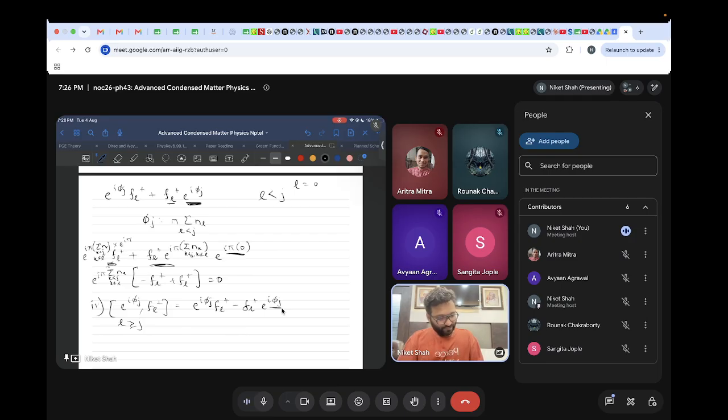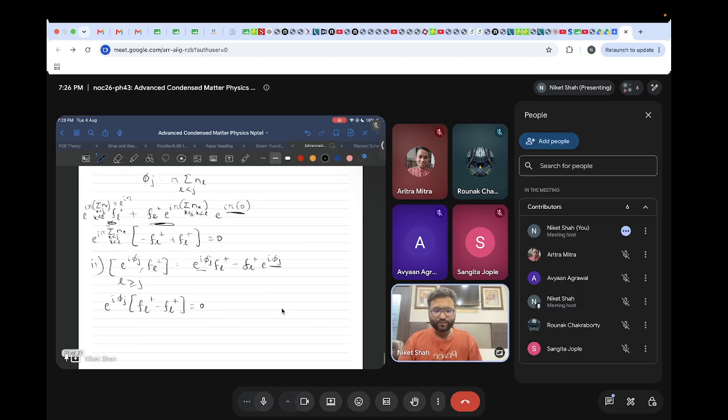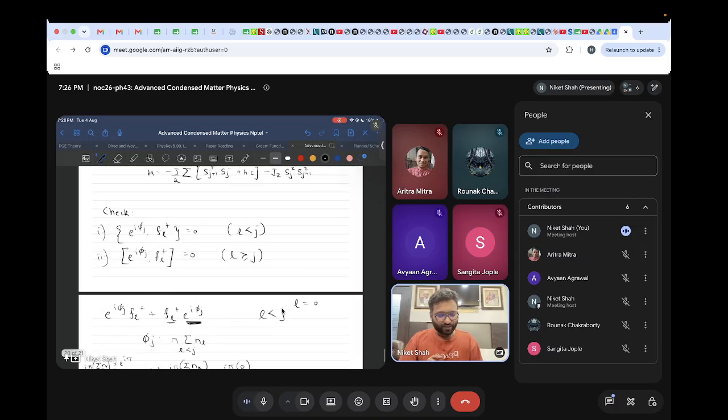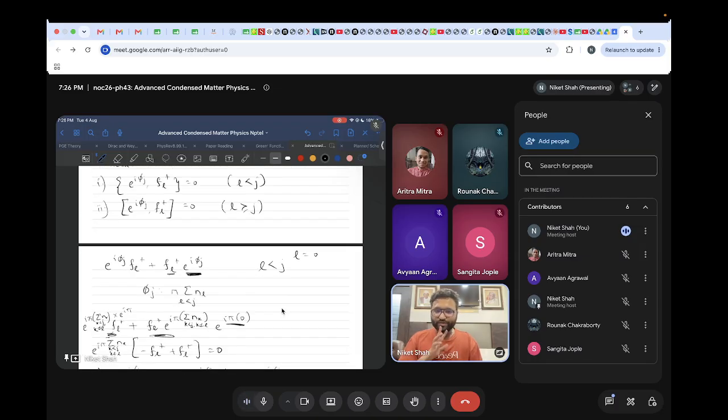since phi_j is independent of whether the state L is occupied or not, e^{i phi_j} will remain the same and it can come outside. So I have F_L dagger minus F_L dagger, that gives me 0. So the second commutation relation is satisfied like this. The first anti-commutation relation is also satisfied, second commutation relation is also satisfied.